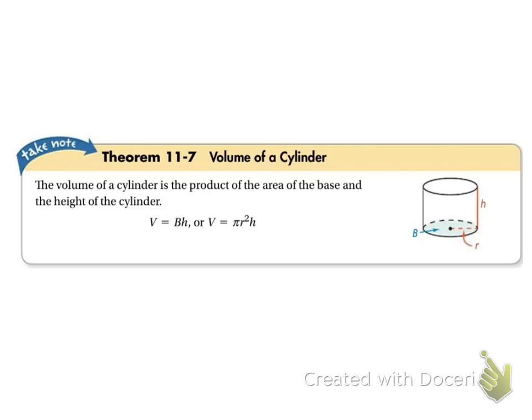Or we can specify it a little bit more for cylinders because the area of the base of a cylinder is always going to be pi r squared because it's a circle. So V equals pi r squared H is the specific equation for the cylinder.